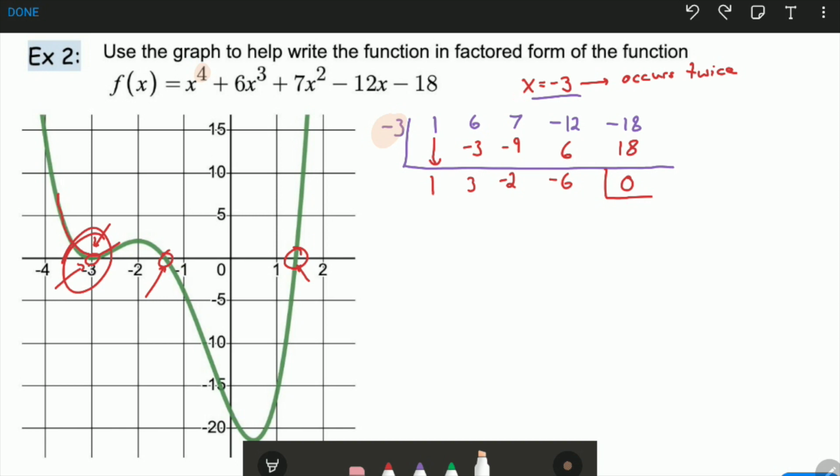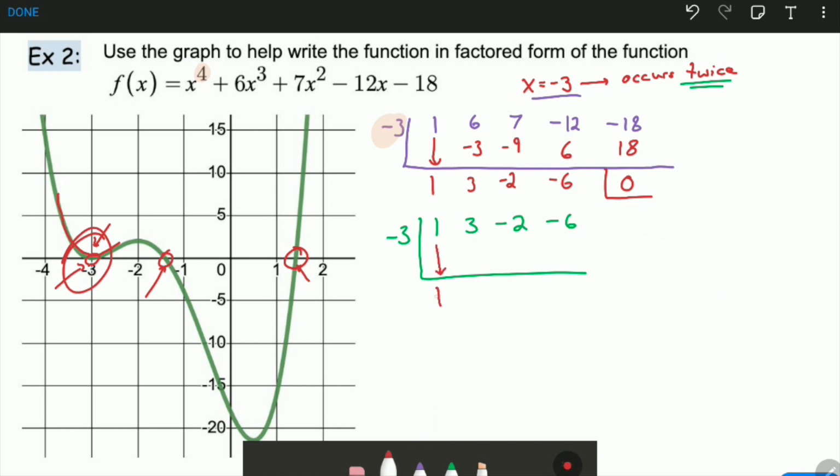Okay, so we've done the synthetic division for the x equal to -3, but because of the multiplicity, because of how it interacts with the graph, I know it occurs twice. So I'm going to do synthetic division with -3 again. I'm going to go ahead and bring my coefficients down: 1, 3, -2, and -6. We have -3. So we're going to do it again because, again, multiplicity of 2.